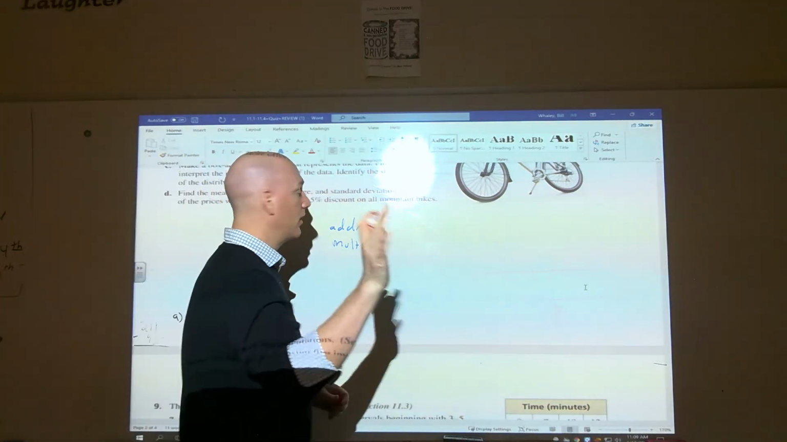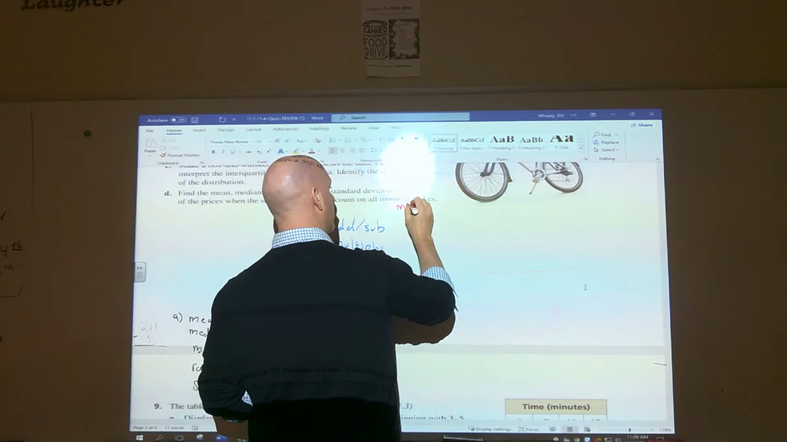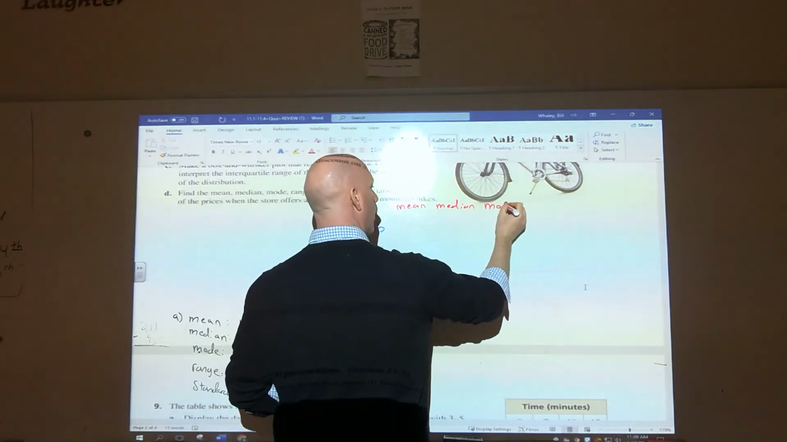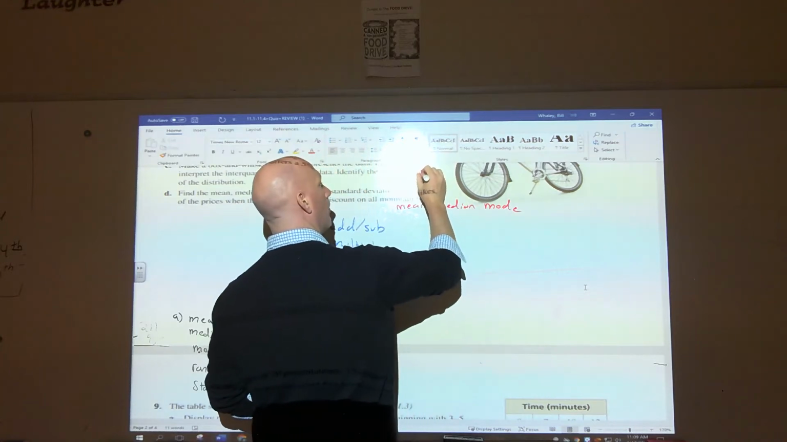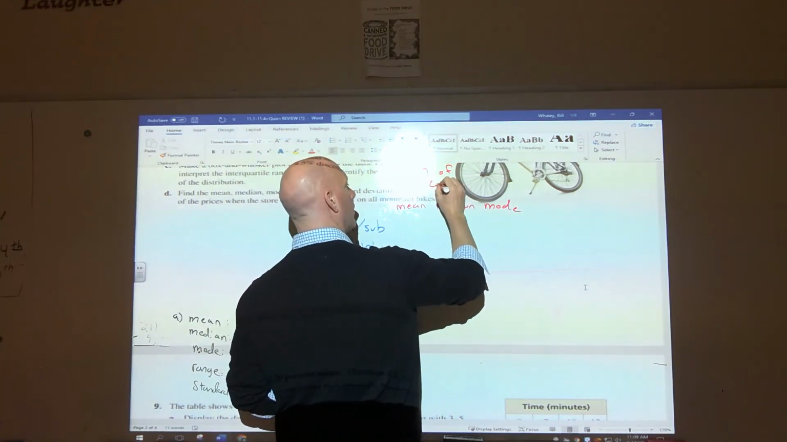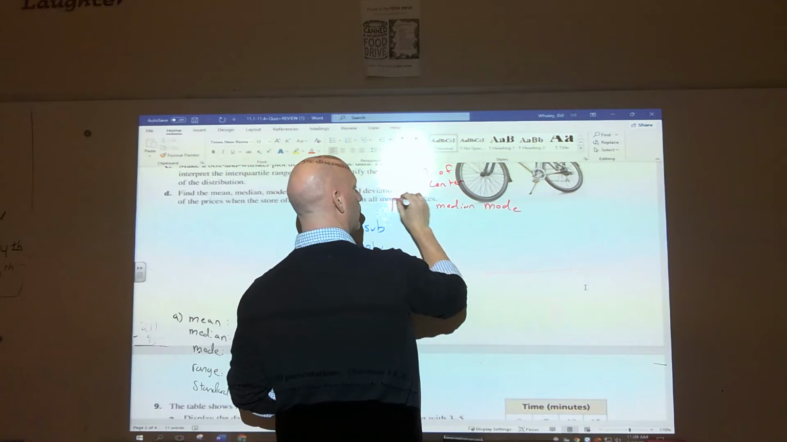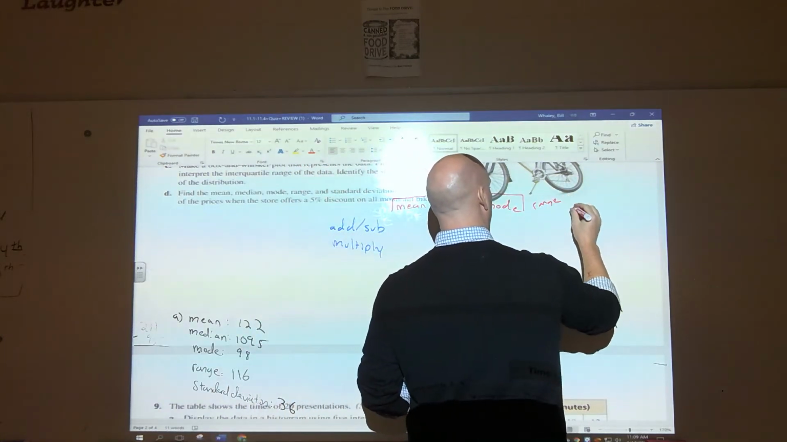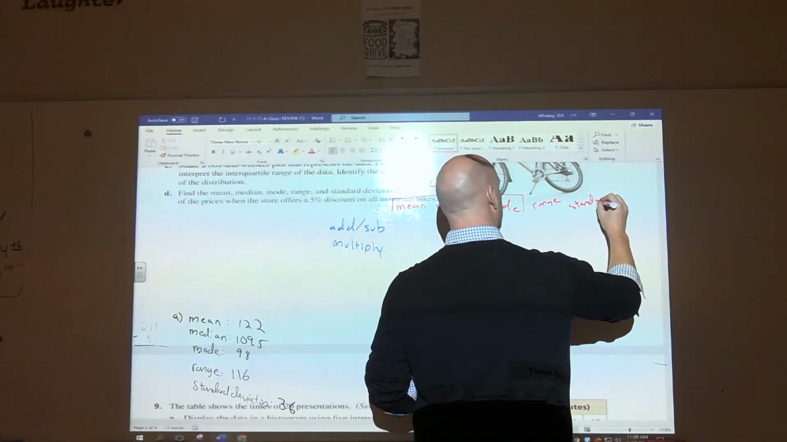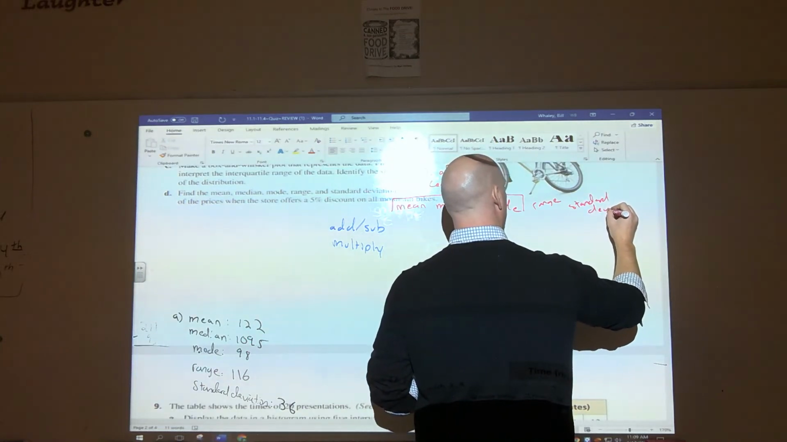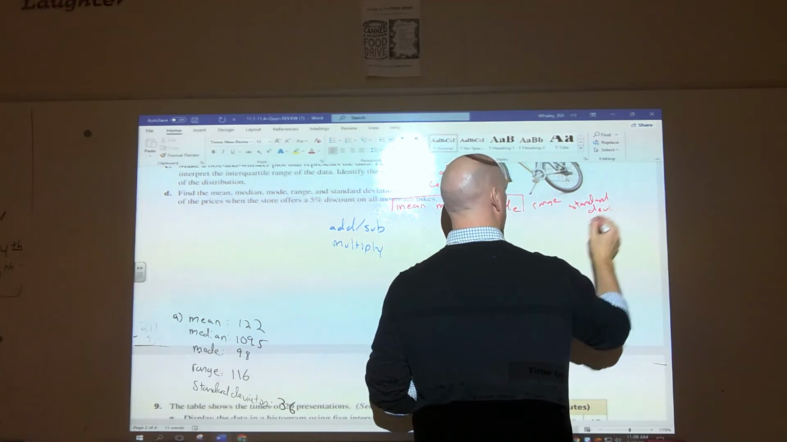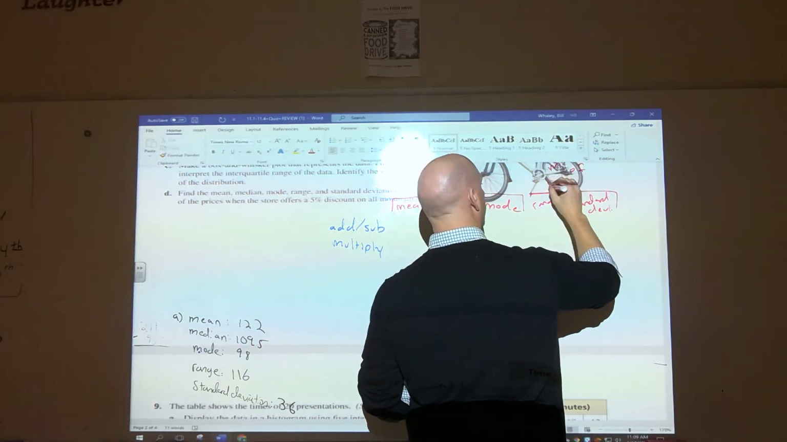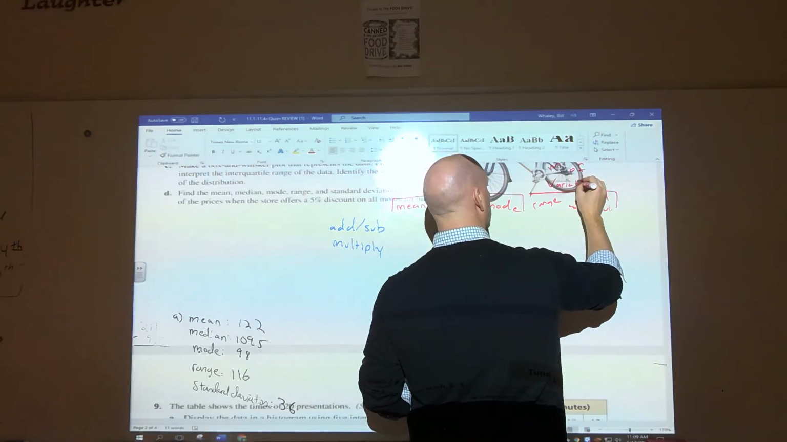So we had the 5 things we were looking at. We were looking at mean, median, mode. In other words, our measures of center. And then we were looking at range and standard deviation. In other words, our measures of variation.